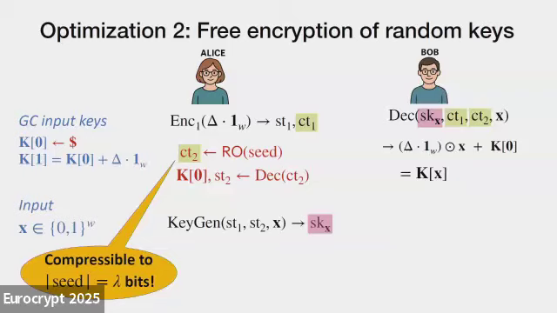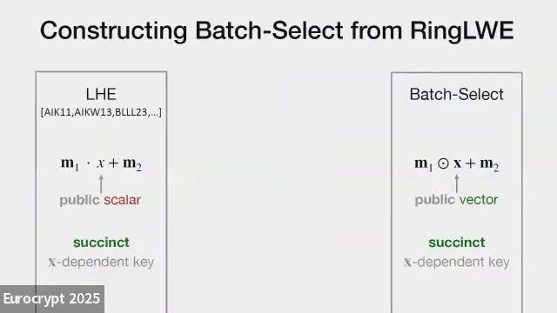All right, that's basically how we obtain label compression. And now I just want to give a very, very high-level overview about how we get batch select from ring LWE in a concretely efficient way. So let's just compare it with what we get from linearly homomorphic encryption, or LHE.